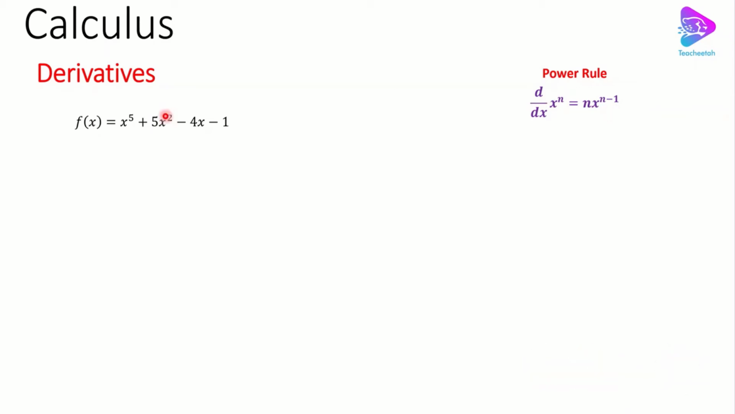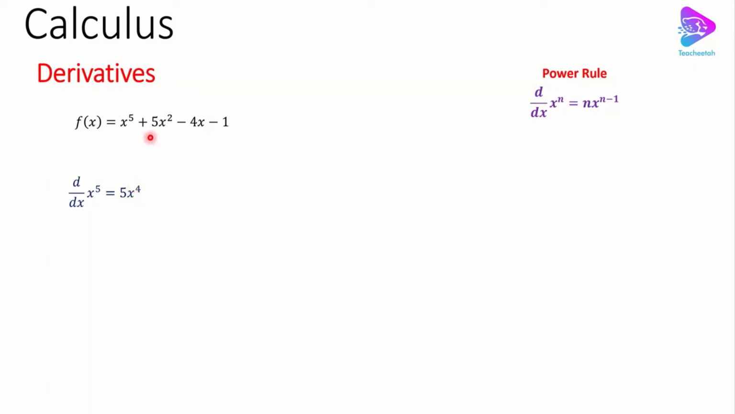Let's look at one example. In here we have f of x equals x to the power of 5 plus 5x squared minus 4x minus 1. In order to find the derivative of this function, we need to find the derivative of each term one by one. Let's look at the first term, which is x to the power of 5. We have to use the power rule, and easily we can say the derivative of this is going to be the power at the front of the variable times x to the power of 4, which is basically 5 minus 1.